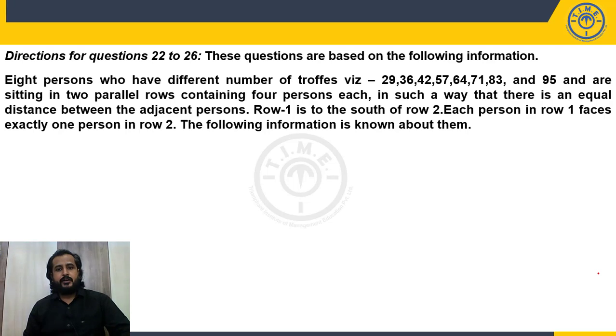8 persons who have different numbers of trophies: 29, 36, 42, 57, 64, 71, 83 and 95. We have not been given names of the persons, but we have been given some numbers, the number of trophies that they have. They are sitting in 2 parallel rows containing 4 persons in each, such that there is an equal distance between adjacent persons. Row 1 is south of row 2. Each person in row 1 faces exactly 1 person in row 2. The following information is known about them. Once think of the basic structure and the meaning of this set.